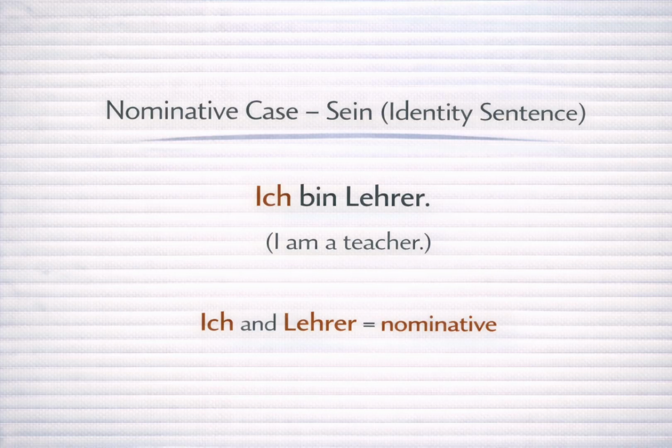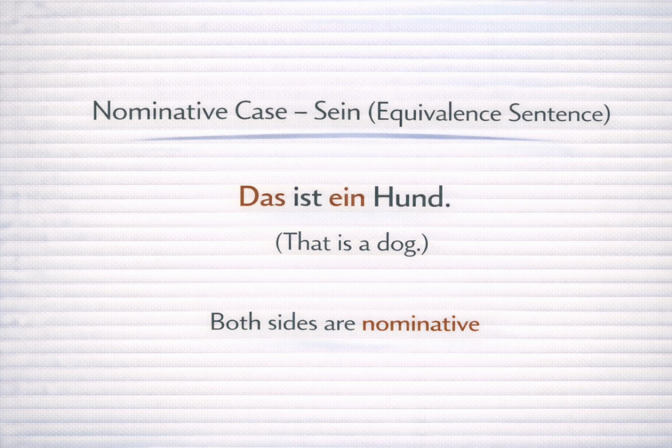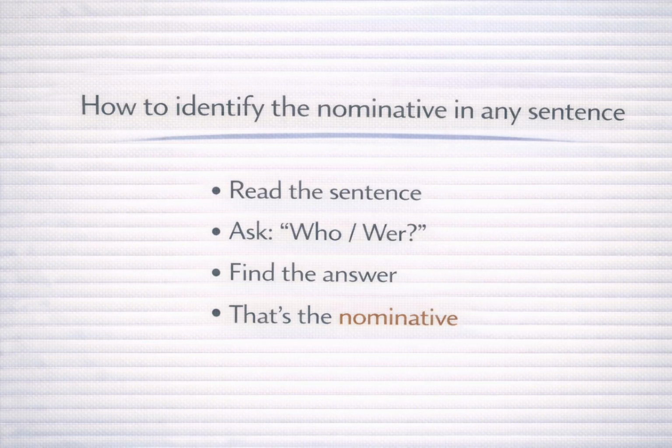For example, ich bin Lehrer. Here, ich and Lehrer refer to the same person. Therefore, both ich and Lehrer are in the nominative case. Another example is Das ist ein Hund. Here, das and ein Hund refer to the same thing. Therefore, both das and ein Hund are in the nominative case. So remember, with sein, we do not have an object. We have 2 nominatives.